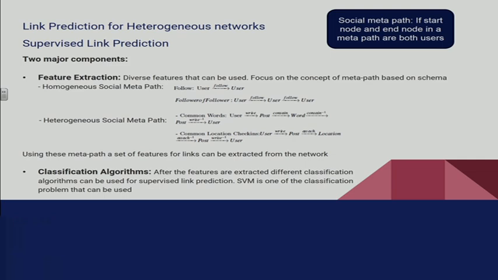So what is a social metapath? If the start and end of a metapath are both user, then this kind of metapath is known as a social metapath. Here are some examples. In the listed example, the first node is user and the last node is user as well, so these are social metapaths. Homogeneous metapaths are where the nodes and the relations are of the same type, and heterogeneous metapaths are where the nodes and relations might be of different types.